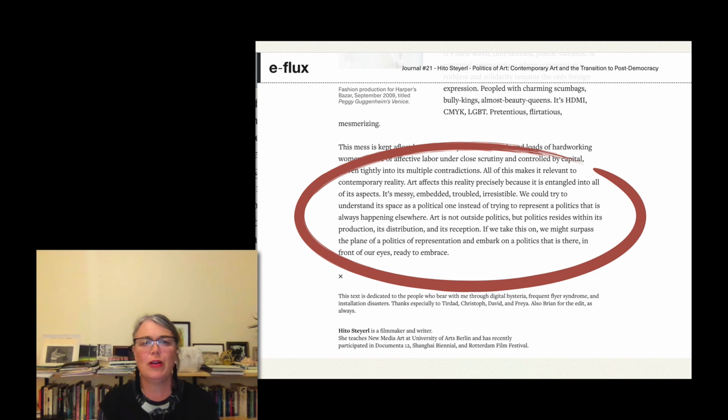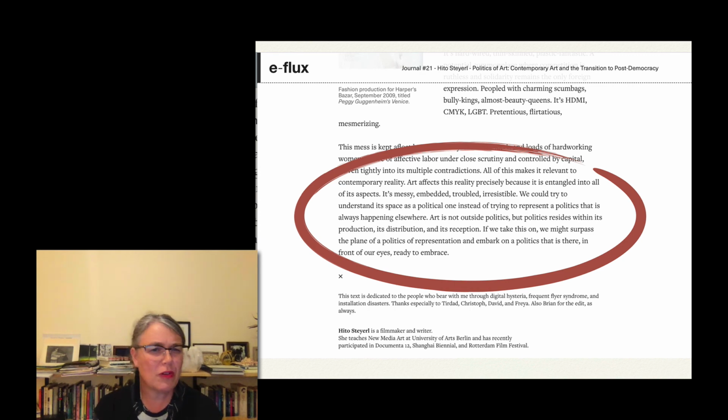And at the end of her article, she talks about this kind of difference, about the way that art affects reality. Art is entangled in everything we do and how we think and how we understand the world. So she talks about art as messy, embedded, troubled, irresistible. So it's both a negative and a positive. In her writing, she often entangles these two things together, the negative and the positive.